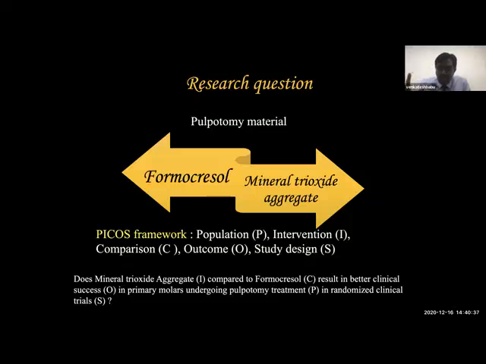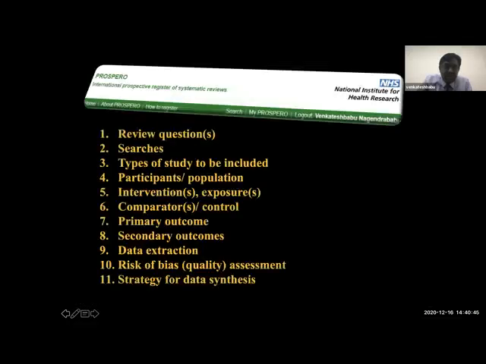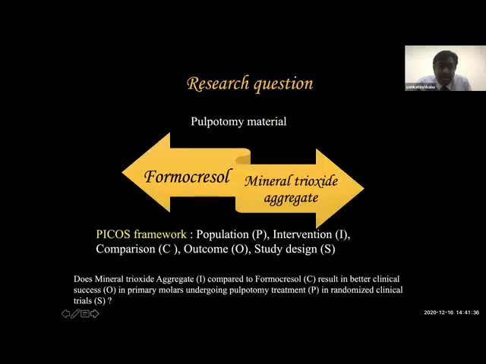Five things have to be mentioned: population, intervention, comparison, outcome, and study design. If you know these five points, you can write it clearly. The type of study to be included is a randomized clinical trial. Participants are the population, primary molars. Intervention is MTA. Comparison is formocresol. Primary outcome is clinical success. You also have something called a secondary outcome, which you can key in here. In this case, my secondary outcome could be radiographic outcome. If you don't have a secondary outcome, you just type nil. You understood now? This is how you capture your research question.